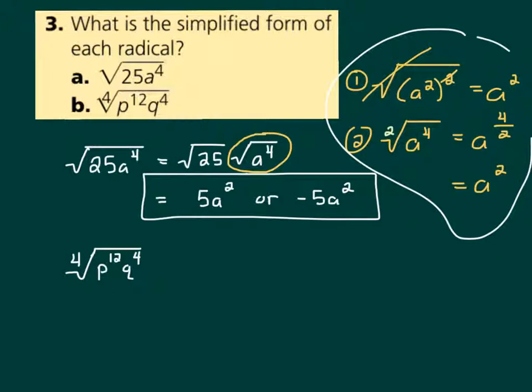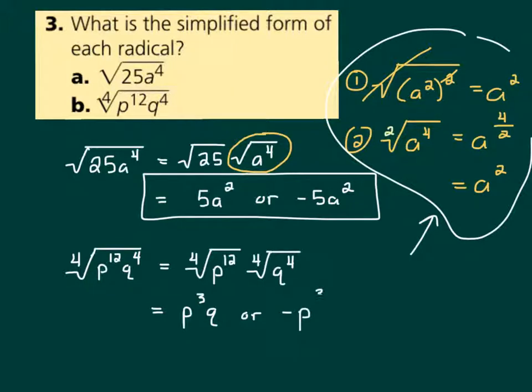Perfect. This one again, it splits up. We have the fourth root of p to the 12th times the fourth root of q to the 4th, which is p to the 3rd q, using this rule, or negative p cubed q.